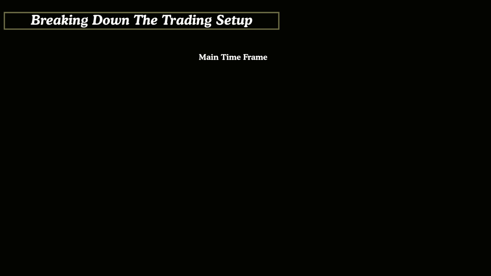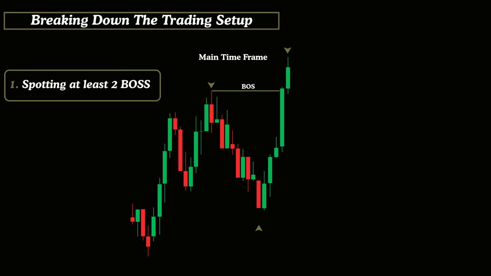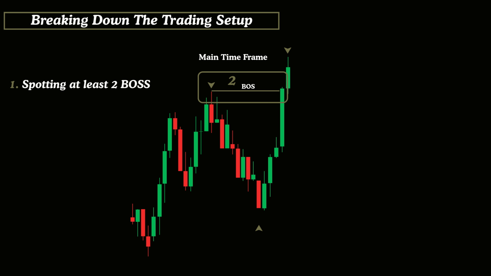In a bullish situation, your first objective is to confirm that the market is trending upward and that buyers currently have control. To verify this, look for at least 2 consecutive bullish breaks of structure. Once that's established, shift your attention to the most recent bullish break of structure.